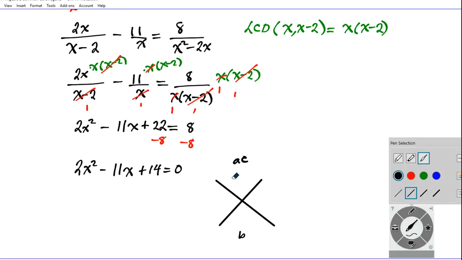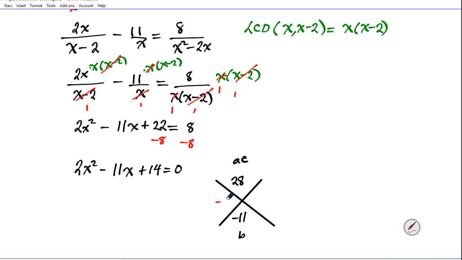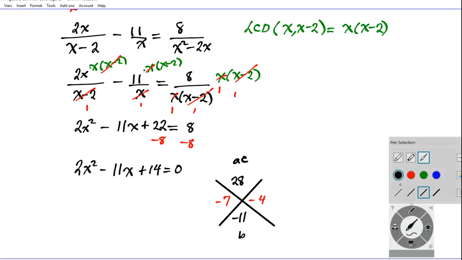AC is 28, B is negative 11. So we'll play the X game, okay? The question is, what two numbers multiply to give you 28 and add to give you negative 11? So you exhaust all the numbers that multiply to give you 28, okay? So if you do it correctly, you end up with negative 7 and negative 4. These two numbers multiply to give you that, and they add to give you negative 11. So we're going to insert them into our polynomial equation.